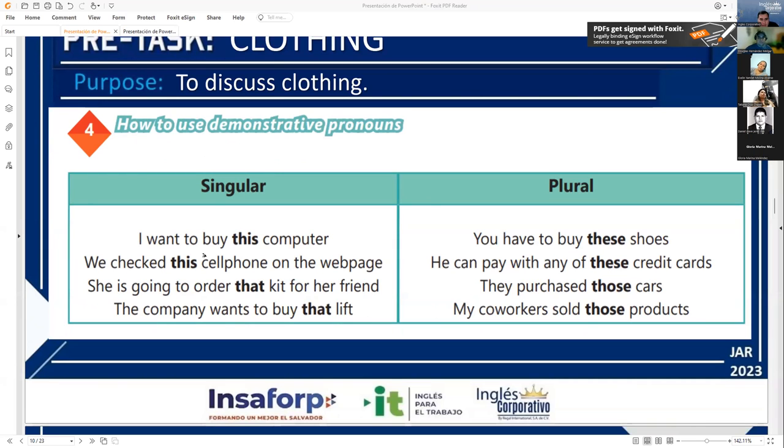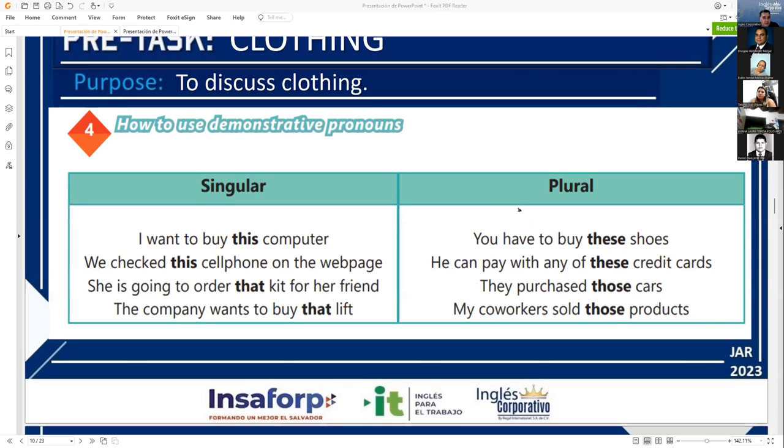Different products. I want to buy this computer. We check this cell phone on the webpage. She's going to order that kit for her friend. The company wants to buy that lift. You have to buy these shoes. He can pay with any of these credit cards. They purchase those cars. My coworker sold those products.